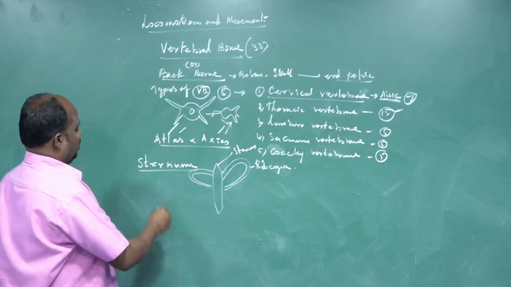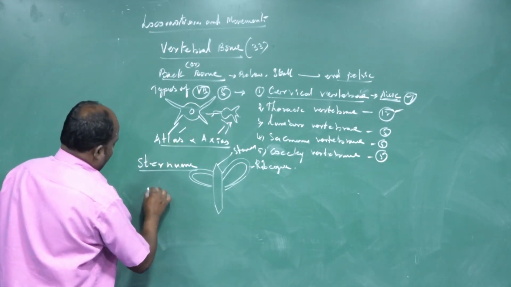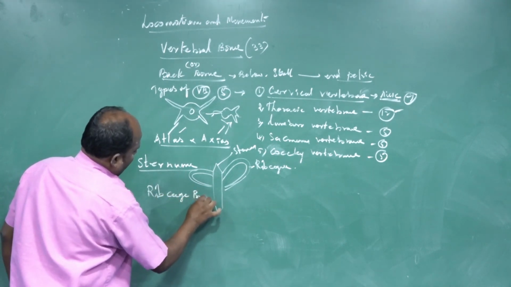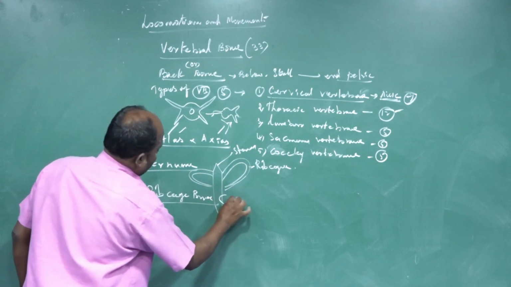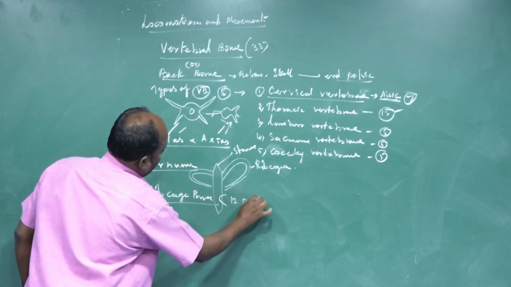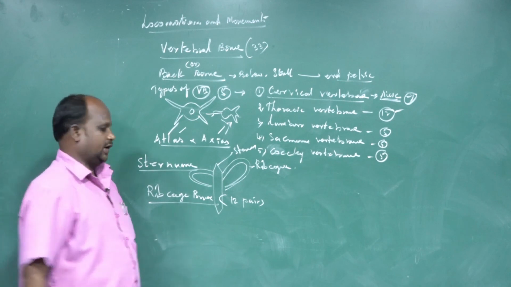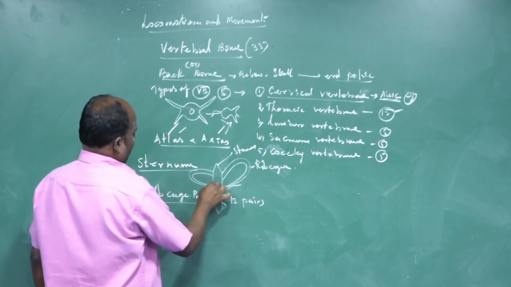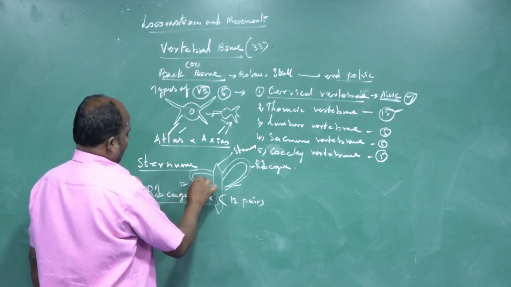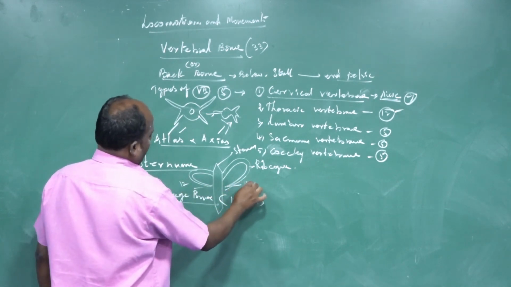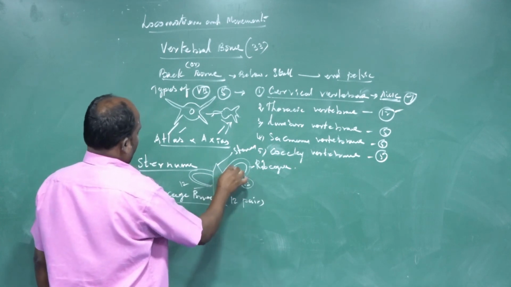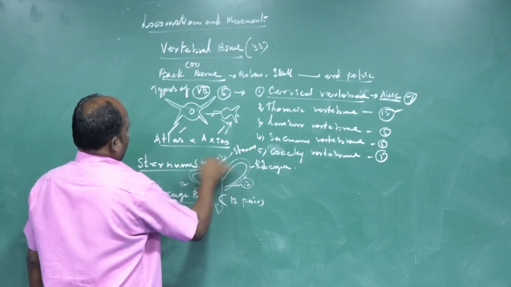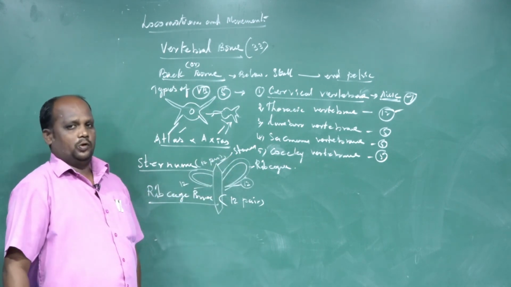Next one is, I told you, ribcage bone. Ribcage bones are, I told you, how many bones? 12 pairs of bones are there, right side and left side. That is the left side. Second one is the right side. So along the right side, 12 bones. Left side also has 12 bones. Because I told you, 12 pairs of bones are present in the ribcage bones.